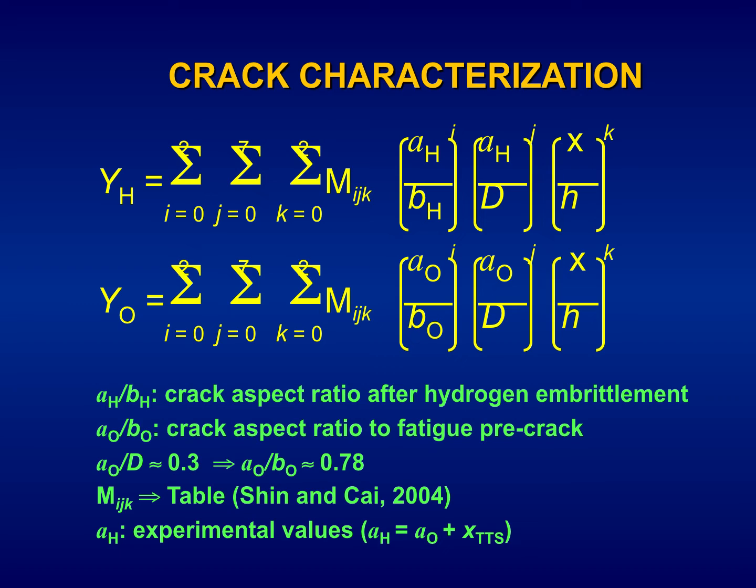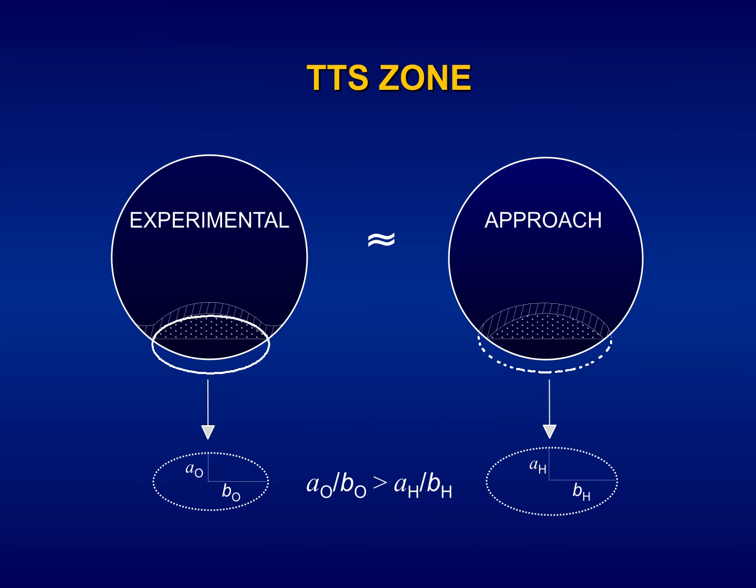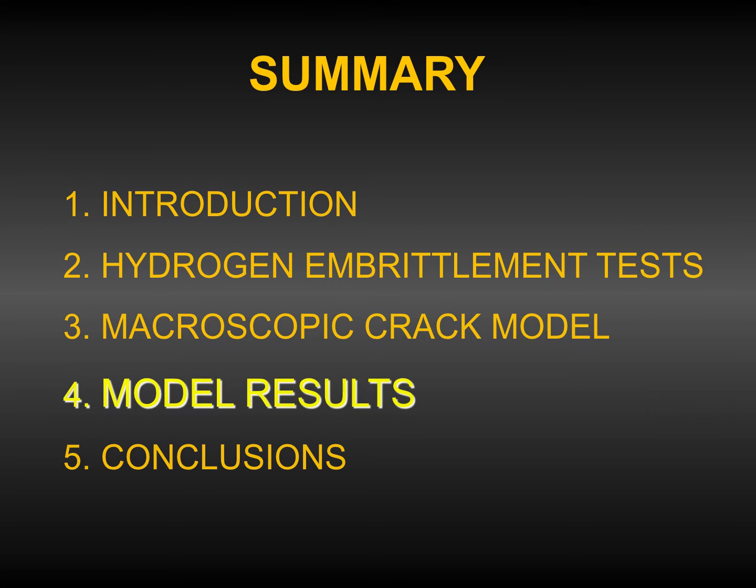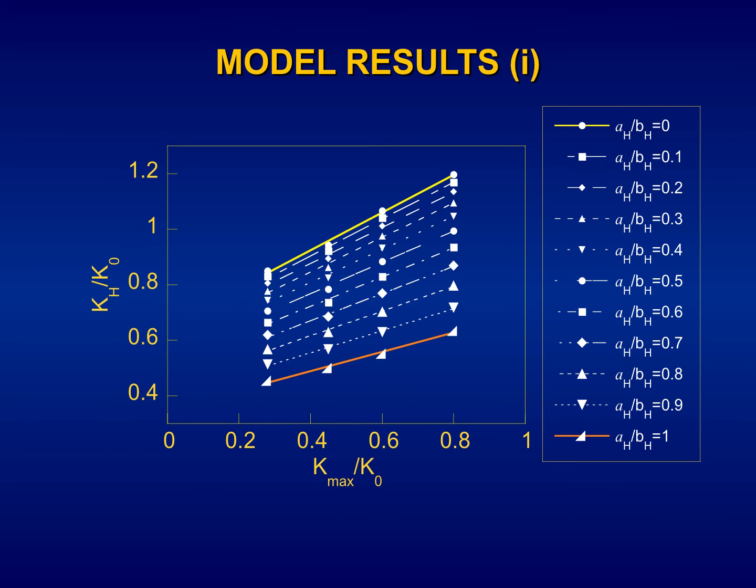AH to BH is the crack aspect ratio after hydrogen embrittlement, A0 to B0 the crack aspect ratio of the fatigue pre-crack; A0 to D is 0.3, and A0 to B0 is 0.78. The coefficients M are from a table by Shin and Kai in 2004, and AH is the total crack, the original fatigue pre-crack plus the depth of the TTS region. This is the TTS zone approach, and the model results are as follows.